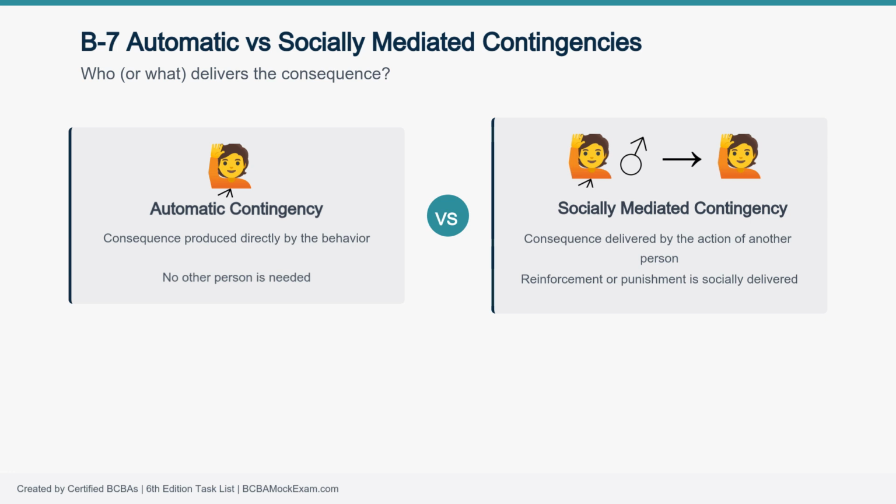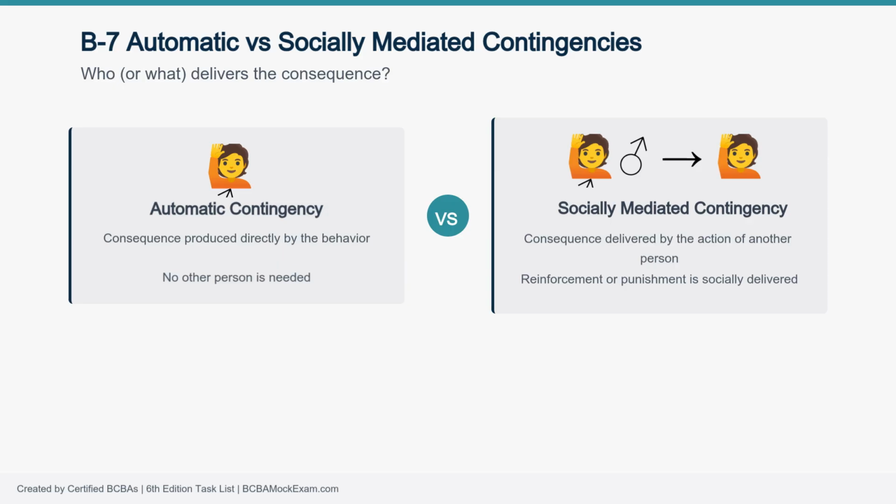Moving into B.7, we shift from what was the consequence to who or what delivered it. Automatic contingencies are those where the behavior itself directly produces the consequence. No other person has to act for the reinforcement or punishment to occur. Socially mediated contingencies, in contrast, require someone else to do something. The therapist hands a snack, the teacher gives a token, the parent removes an iPad. This distinction matters for both functional assessment and treatment design, and it shows up constantly in exam vignettes.